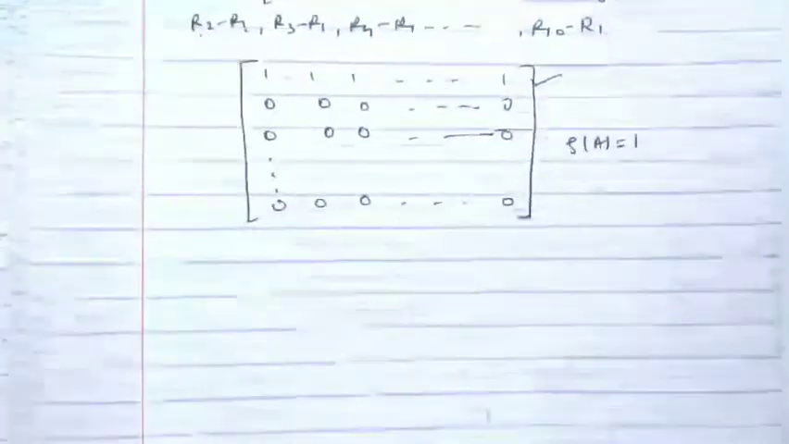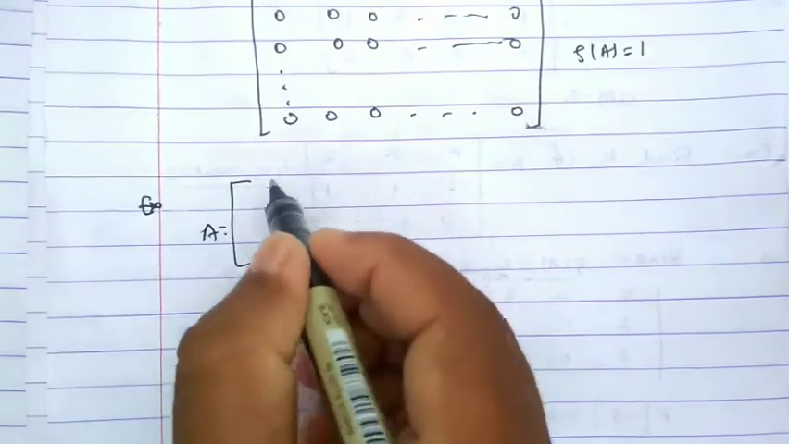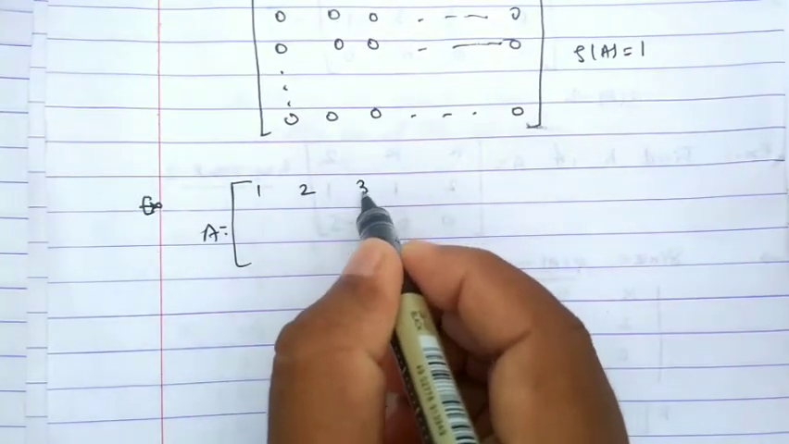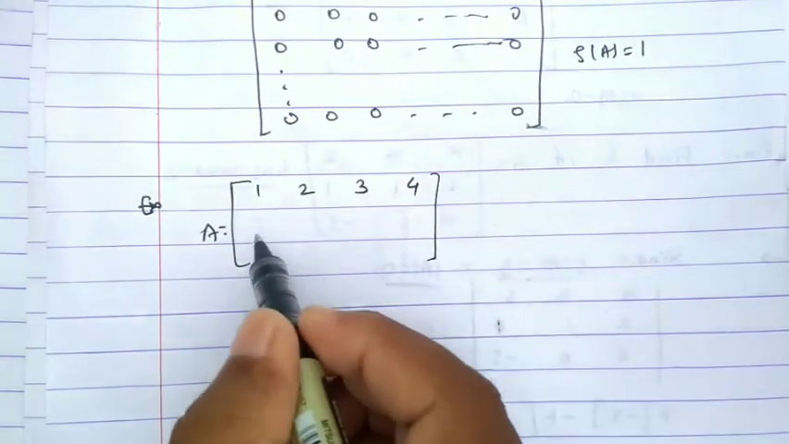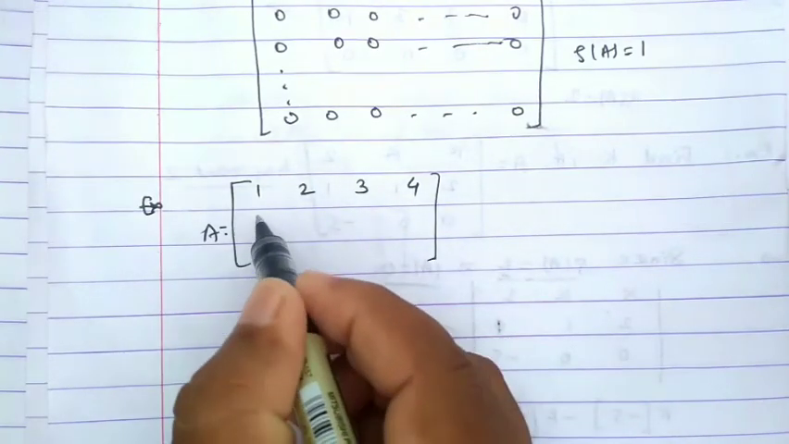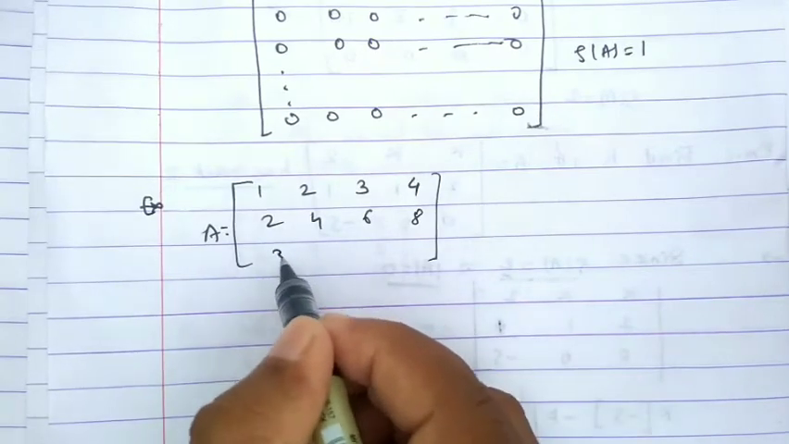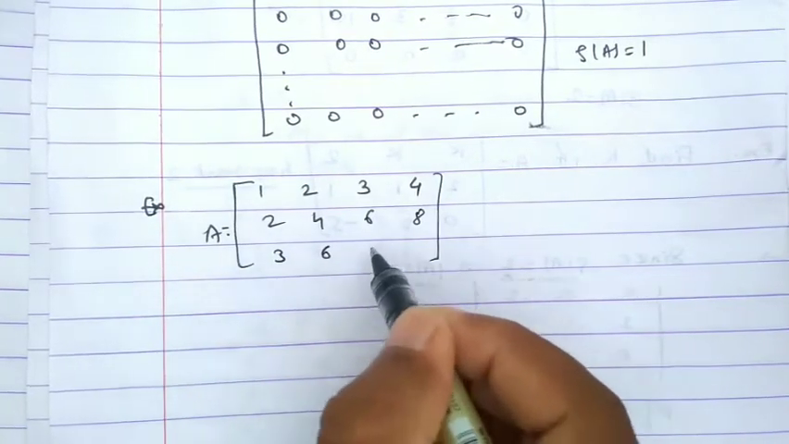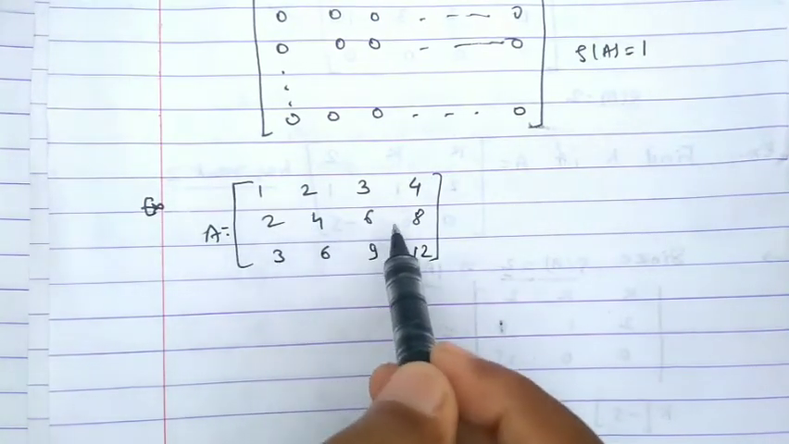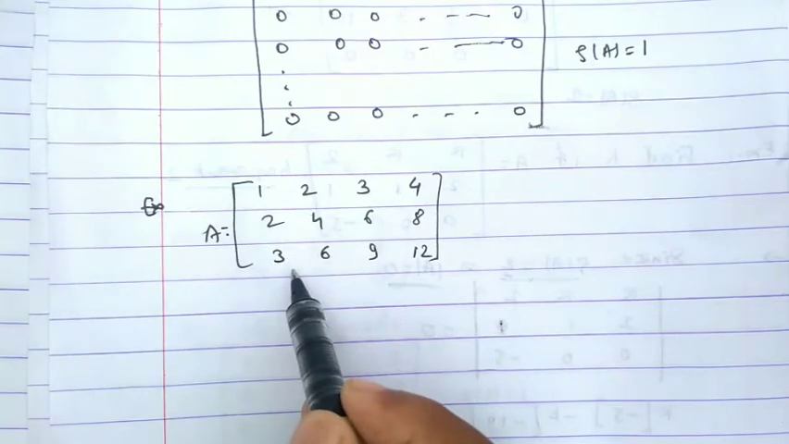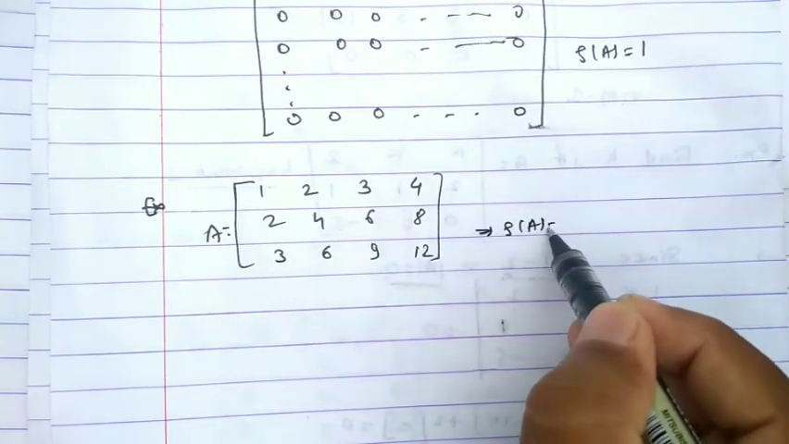Also, let us consider another simple example. If I have a matrix whose rows are multiples of each other, that means the first row is 1, 2, 3, 4, the second row is a multiple of the first row, that means 2, 4, 6, 8, and the third row is a multiple of the first row, 3, 6, 9, 12. So if we multiply the first row by 2, you will get the second row, and multiply the first row by 3, you will get the third row. This time also the rank of the matrix is equal to 1.